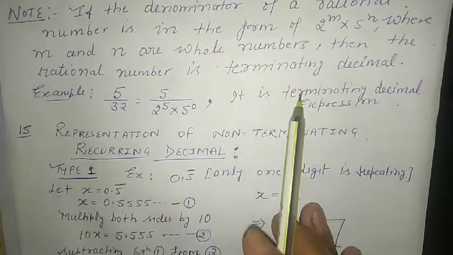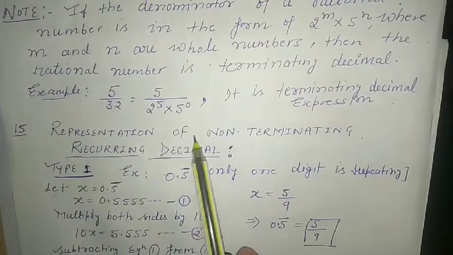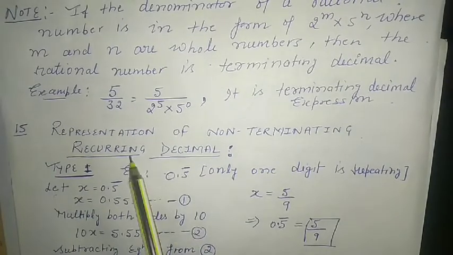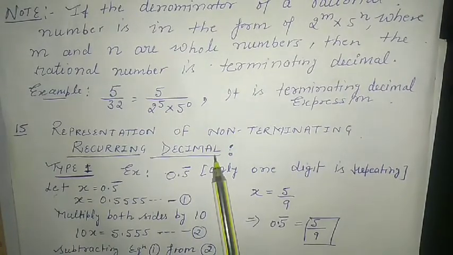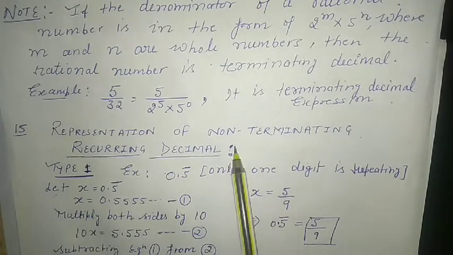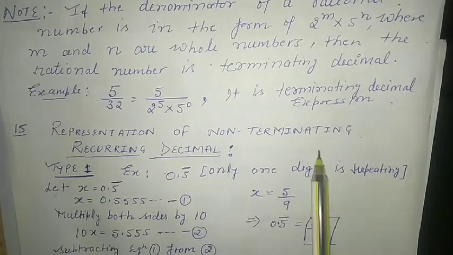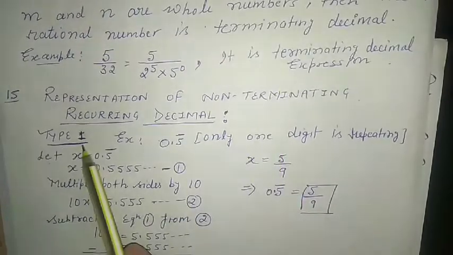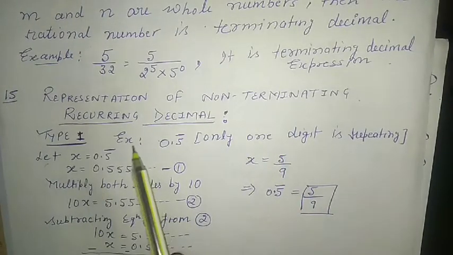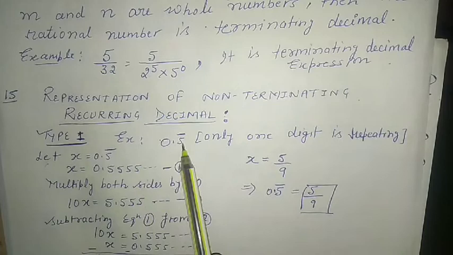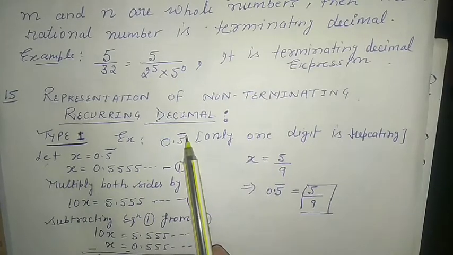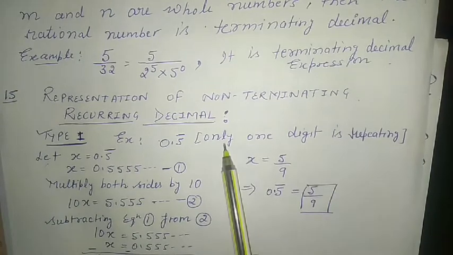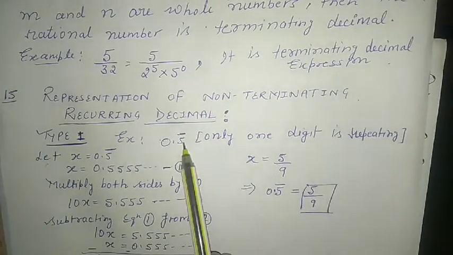Now the next thing is the representation of non-terminating recurring decimals. If we are having a repeating decimal in the number, how can we write it in the form of p upon q, a rational number? So this is a type 1 question. The example given is 0.5 bar. Bar indicates here that 5 is repeating. So only one digit is repeating, that is 5.